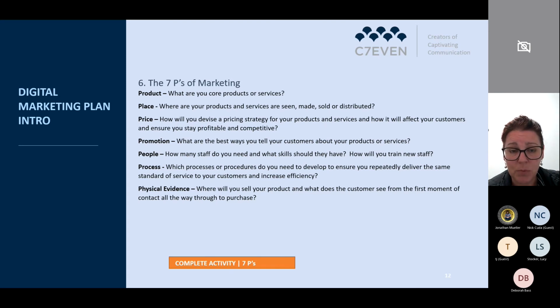Process can also look at opportunity with scalability. So it could be that you're looking at a cafe where you've got fantastic HR models in place. Your service model is scalable, where it can be picked up and replicated in another town, or you could develop a chain of cafes which are consistent in look, feel, product, experience. And physical evidence. Where will you sell your product, and what does the customer see from the first moment of contact all the way through to purchase? So again, that talks a little bit about that customer experience, that customer journey, which is another session that we also drill into in a little bit more detail.